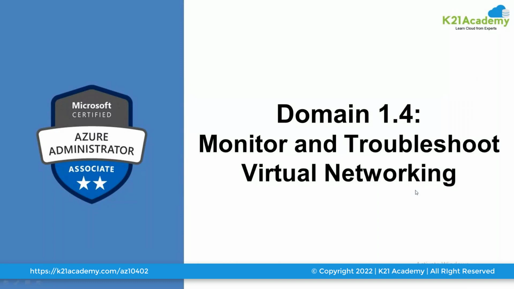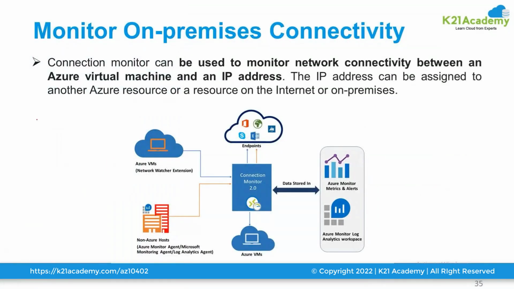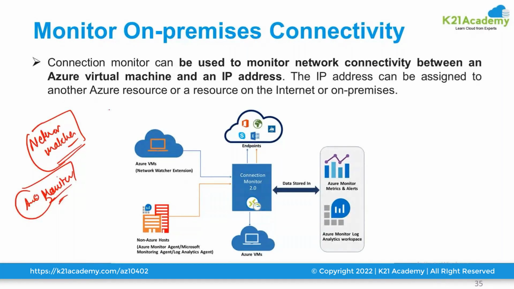Monitor and troubleshoot virtual networks. We have discussed network watcher, I think. Network watcher is the tool where you can troubleshoot and monitor. With Azure Monitor, you can monitor your virtual networks also. Connection monitor can be used to monitor, and I think it's a part of network watcher. If you go to network watcher, you will be able to find this connection monitor. This is the tool you can use to monitor on-premises connectivity to Azure and other things also. You can see non-Azure hosts, right? Azure virtual machines, right? So these things you can connect and monitor.